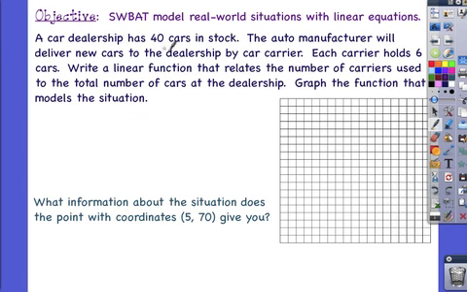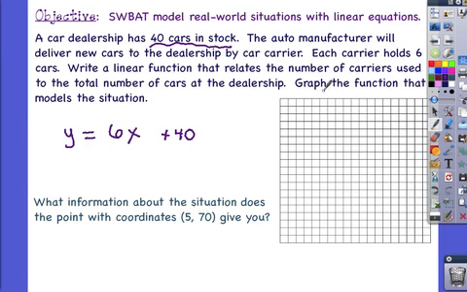So in this case, the car dealership has 40 cars in stock. That means that even when no car carriers have come yet, we already have 40 cars there. That is our y-intercept. 0 car carriers have arrived, but we already have 40 cars in stock. Now our slope is 6, because for each additional carrier that comes, your total number of cars in stock increases by 6. X represents the number of car carriers that arrive, and Y represents the total number of cars that will be in stock.